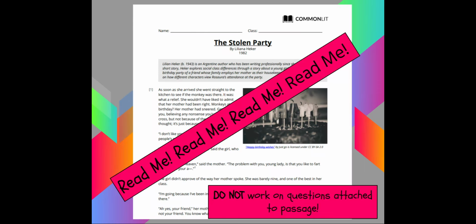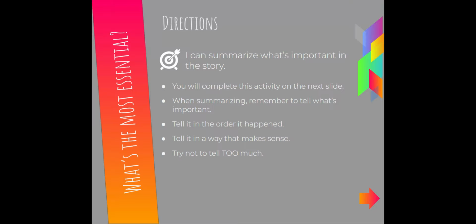Lesson 1, there's the passage. You're going to be able to read that. Do not work on questions attached to the passage. Directions. I can summarize what's important in the story. You will complete this activity on the next slide. When summarizing, remember to tell what's important. Tell it in the order it happened. Tell it in a way that makes sense, and try not to tell too much. Stick to what's important.